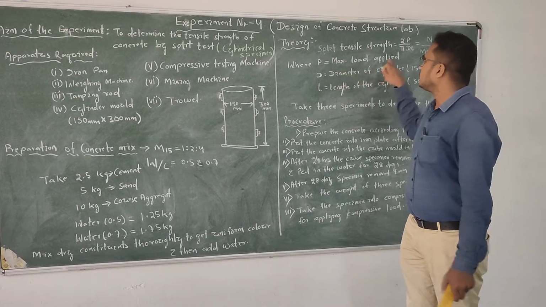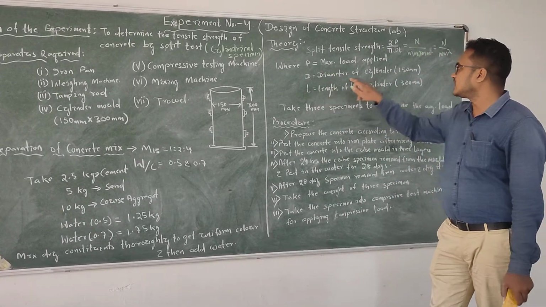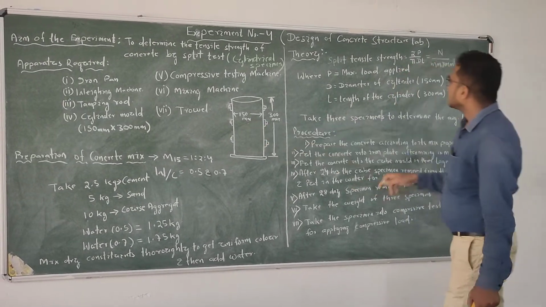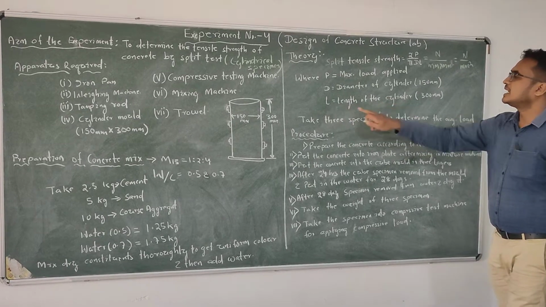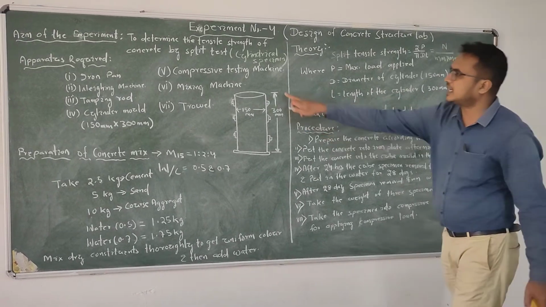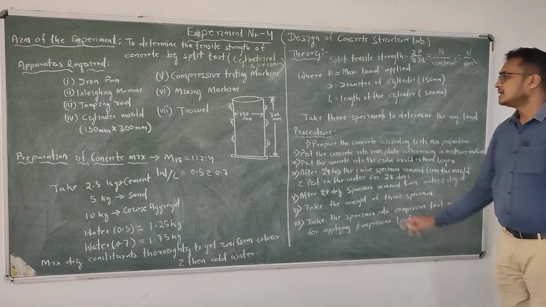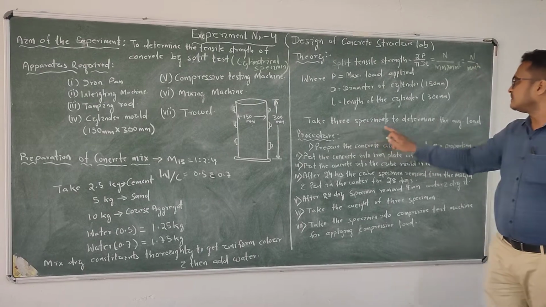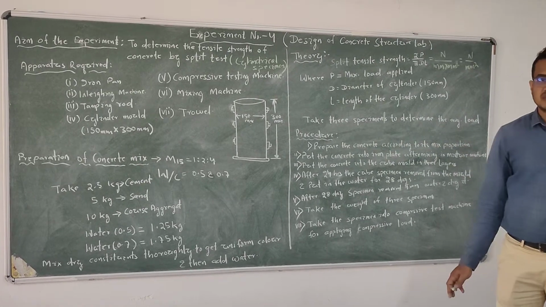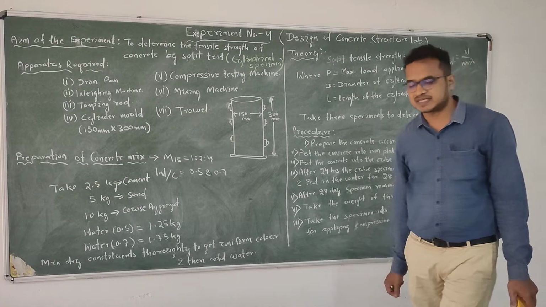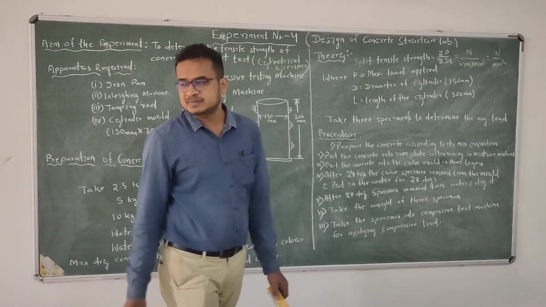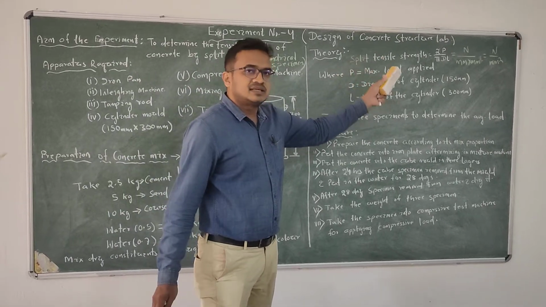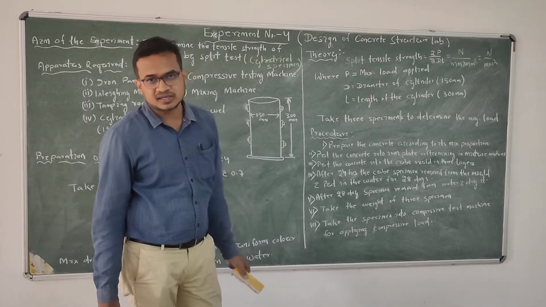P is the maximum load applied. Here D is the diameter of the cylinder, that is 150 mm, and length L is the length of the cylinder, that is 300 mm. Take 3 specimens, as I discussed earlier, to determine the average load. We have to prepare 3 specimens, and after preparing them, we will calculate the average tensile strength of that concrete.